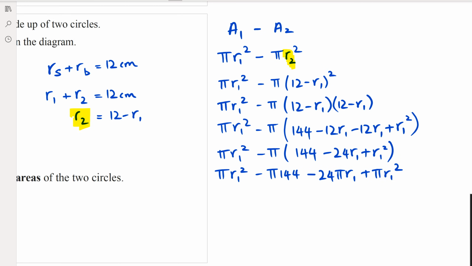And yep, I just realized my mistake. The first mistake that I made here was, this is correct, minus pi times 144 is minus pi over 144. But minus pi times minus 24 r1 should be plus 24. So I'm going to change that plus right there. And minus pi times r1 squared should be minus, not plus. Sorry about that, guys. So once we do this, what we have is pi r1 squared and pi r1 squared gets eliminated. And you're left over with just minus 144 pi plus 24 pi r1.